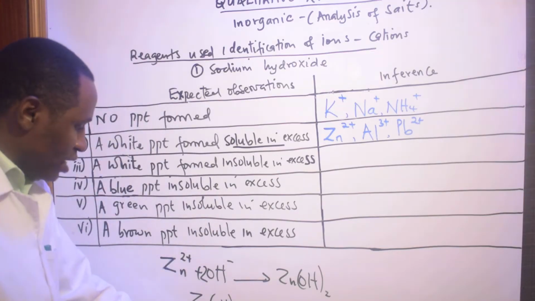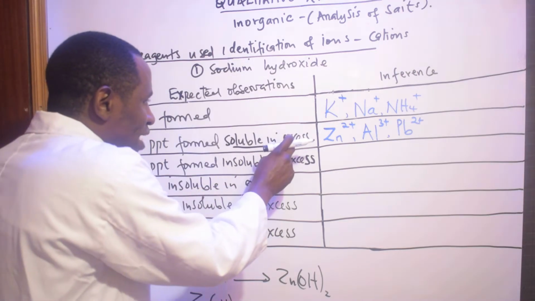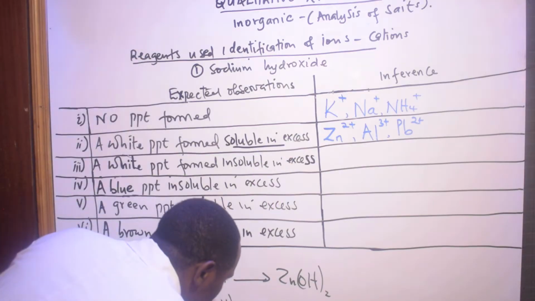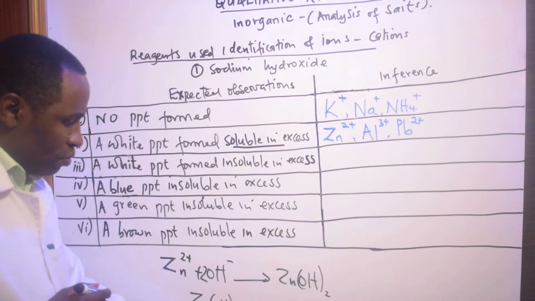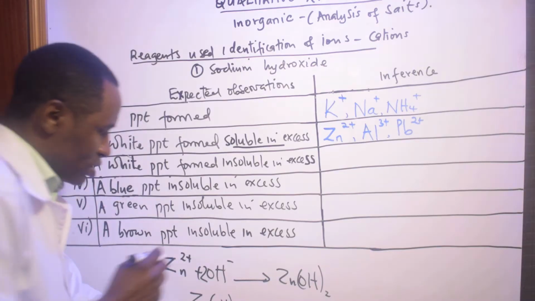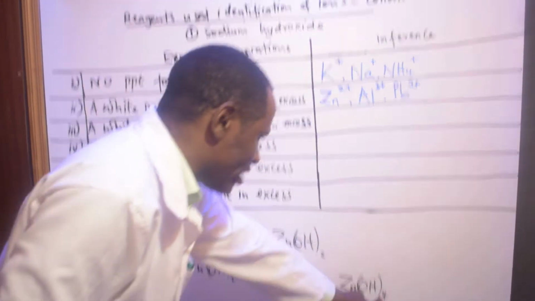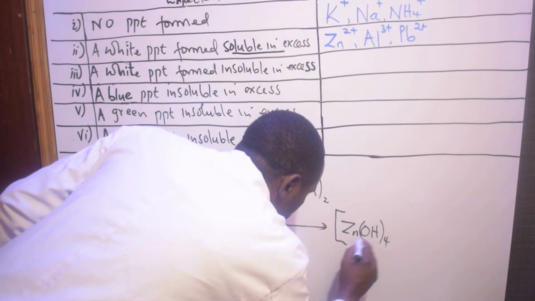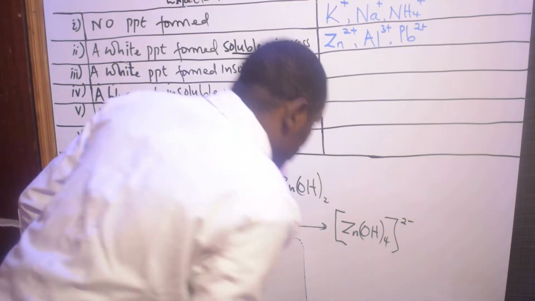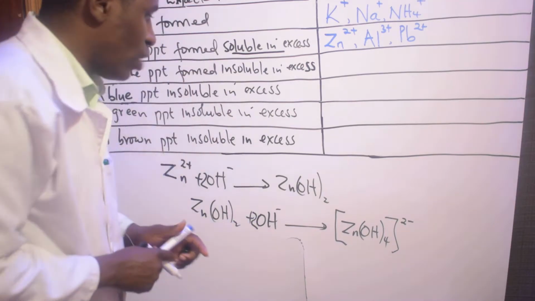Now, this white precipitate, which is zinc hydroxide, if you continue adding sodium hydroxide, the hydroxide ions further react with the zinc hydroxide and form a complex ion, which is actually this one here, what we call tetrahydroxozincate(II) ions. This is the ion that you are going to get.